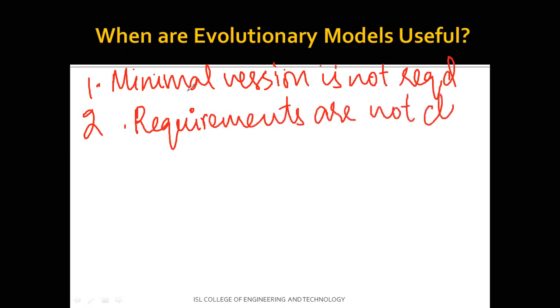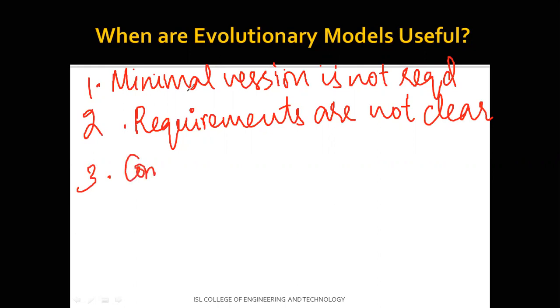Now, when requirements are not clear, this means that whenever software needs to be developed, suppose an end user comes in and does not have the main requirements listed. He does not have a list. He just has a main idea that a software needs to be developed. So at that time, you're going to go for evolutionary process models.